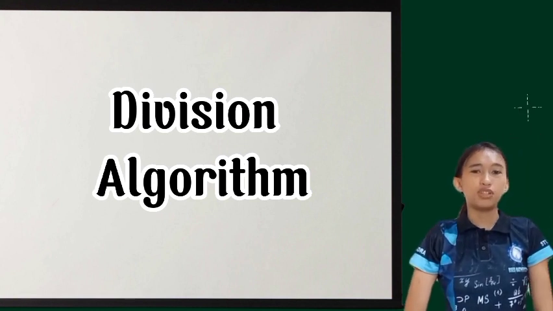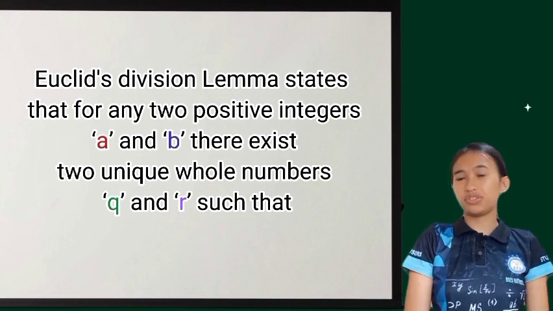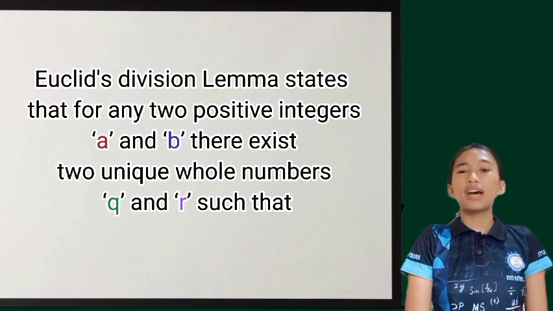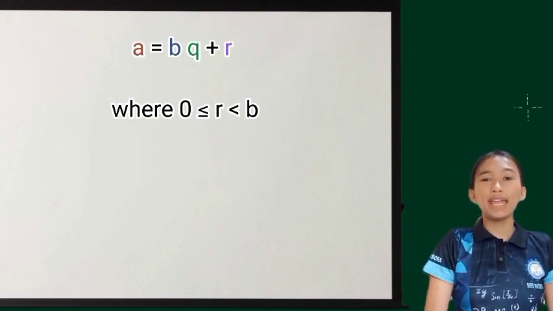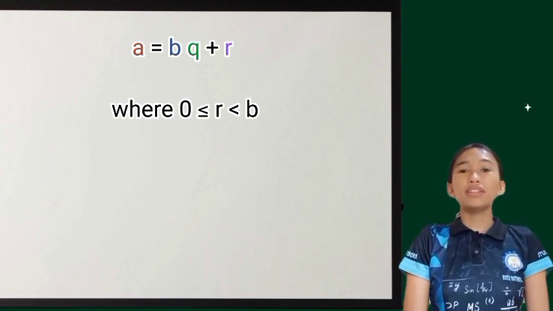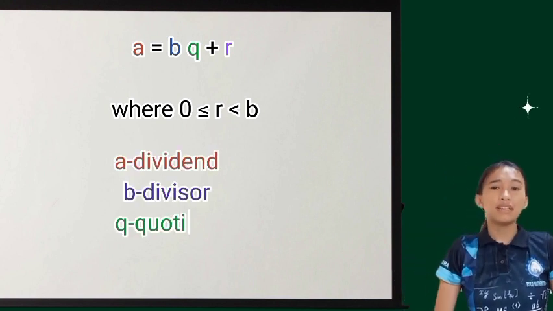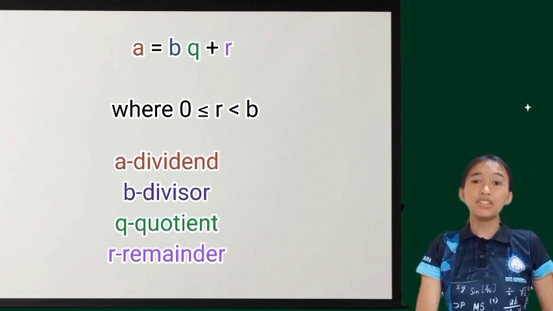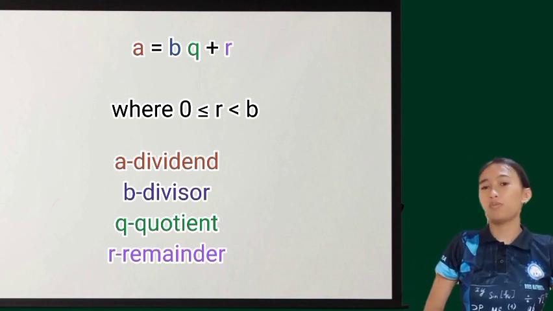Now, what is the division algorithm? Euclid's division lemma states that for any two positive integers a and b, there exist two unique whole numbers q and r such that a equals b times q plus r, or a equals divisor times quotient plus remainder, where r is greater than or equal to 0 and less than b, where a is the dividend, b is the divisor, q is the quotient, and r is the remainder. And for getting the remainder, we can actually use the modulo, but let us focus on the basic operations.